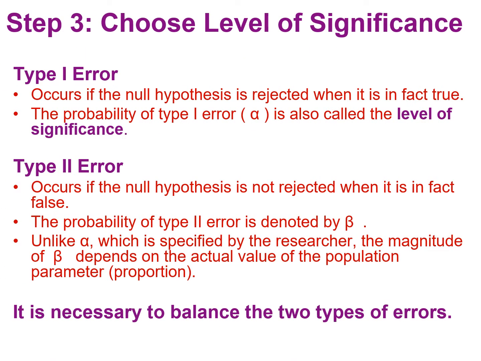Then we choose the level of significance. This is denoted by alpha. This is also known as type 1 error. Type 1 error is when the null hypothesis is rejected when it is true; this is alpha. When the null hypothesis H0 is not true and we accept it, this is beta.